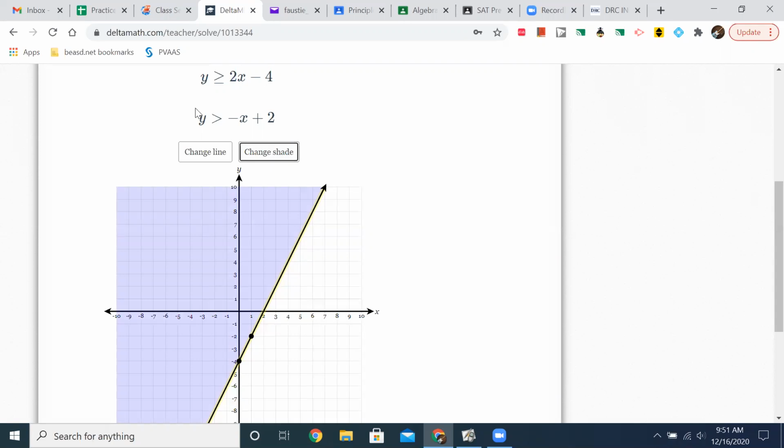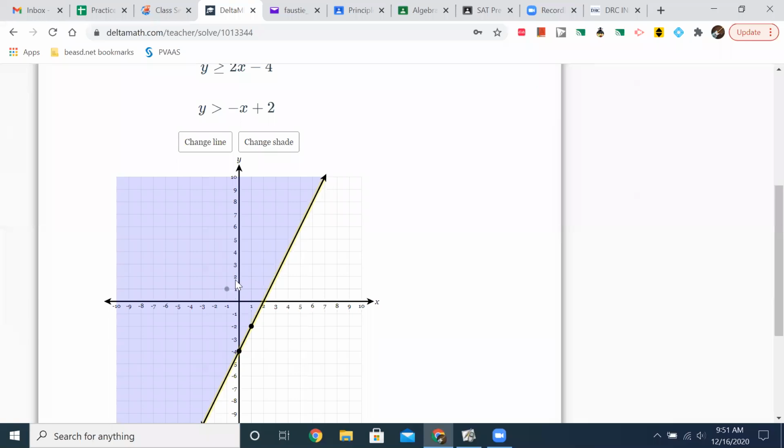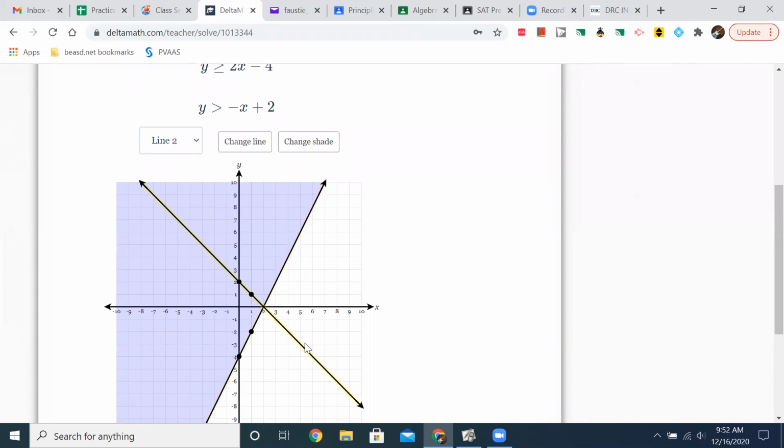That's my first one. Now if I go to the second one, y is greater than negative x plus 2. So again, I start with my y-intercept of positive 2 on the y-axis. My slope here, I just see this negative, so that's like negative 1. If I want to make negative 1 a fraction, I could put it over 1, so negative 1 over 1. That means down 1, right 1. So I go there. That line looks negative, and my slope is negative. So that looks good to me.